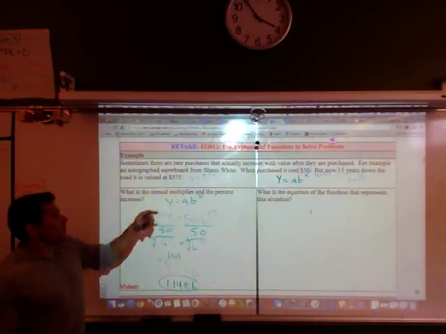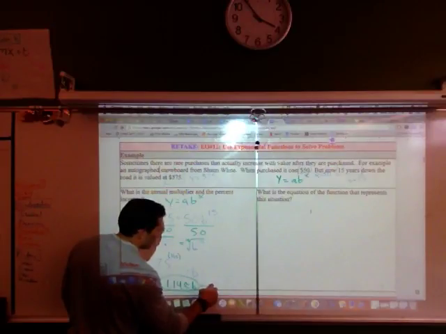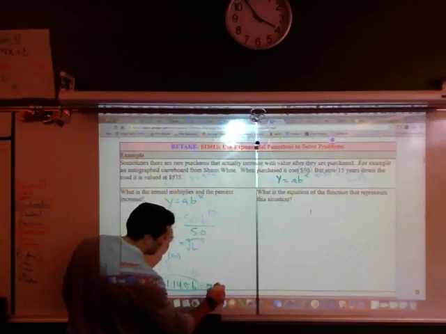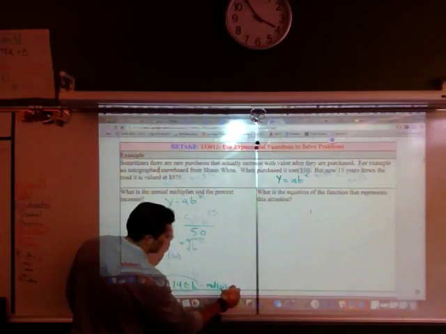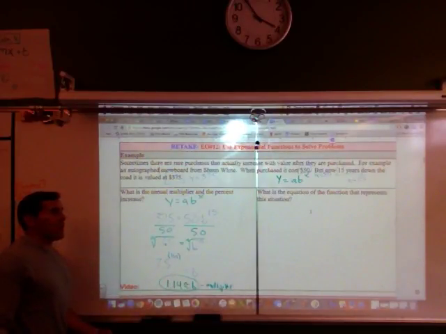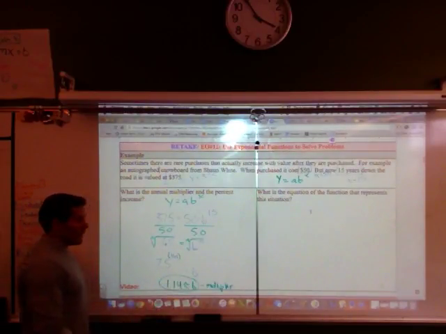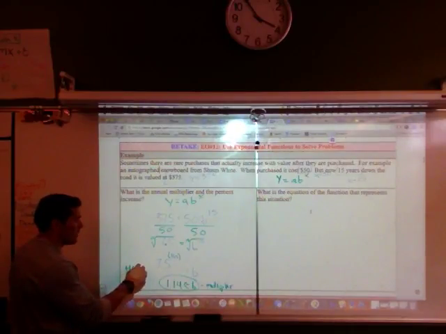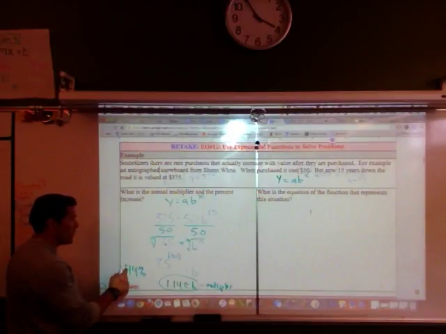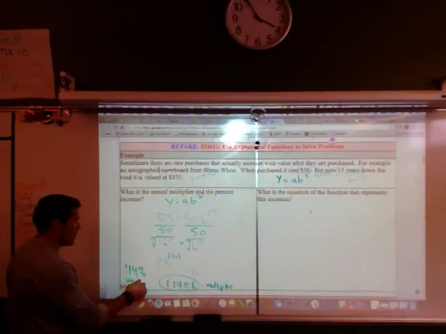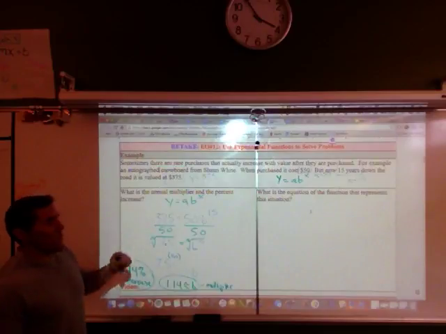So what's the annual multiplier? That's actually my multiplier, my b value. What's the percent increase? It's 114%, so the increase is plus 14%. It's increasing 14%. So I got both the answers for that part.